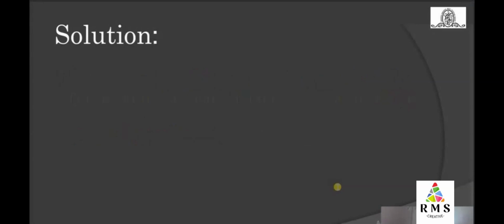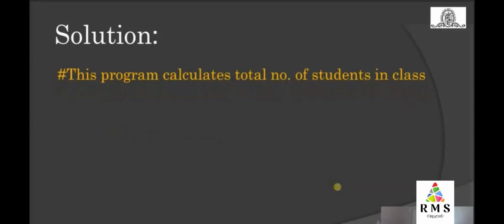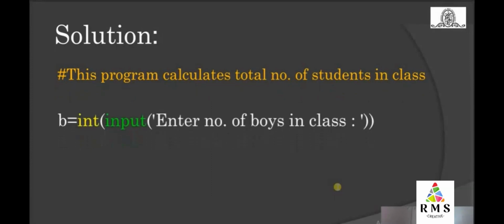Okay, let us see the solution now. First of all, I have used hash. So tell me what's it? It's a comment. This program calculates total number of students in the class. First of all, B stands for boys, integer of input of enter number of boys in class. So over here, input, this thing will be directly converted into integer.